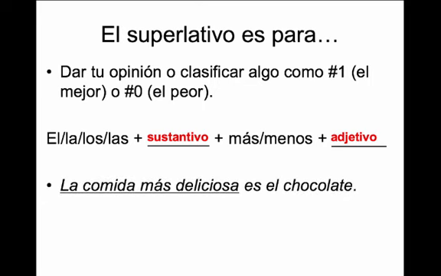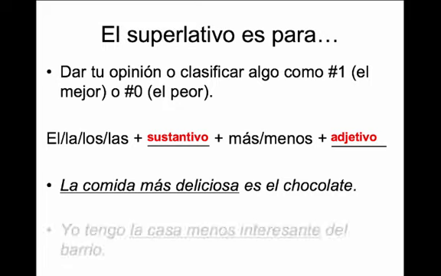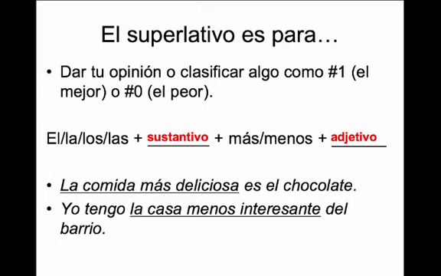So la comida más deliciosa, there's your adjective, deliciosa, es el chocolate. So you're making the judgment that it's the most. Yo tengo la casa menos interesante del barrio. I have the least interesting house of the neighborhood. So again, the superlativo is not necessarily comparing two things, but just setting one apart from a group.